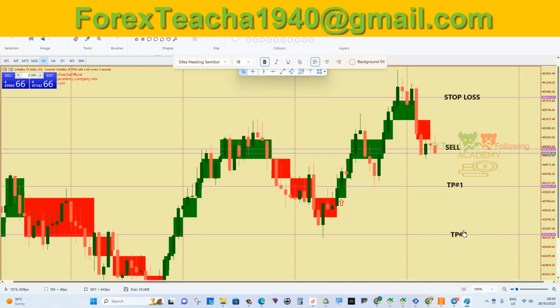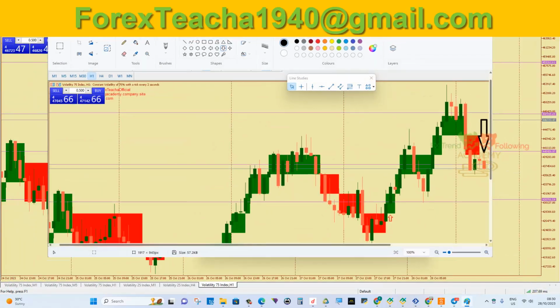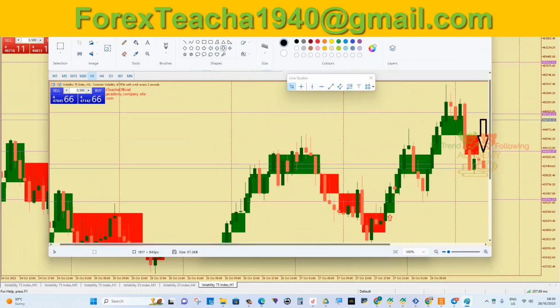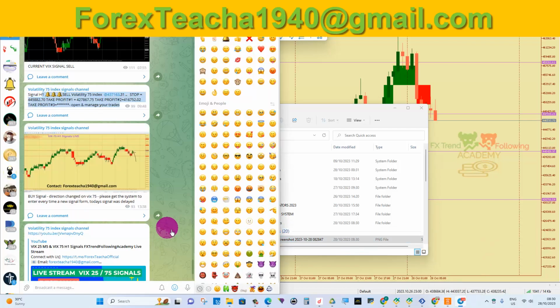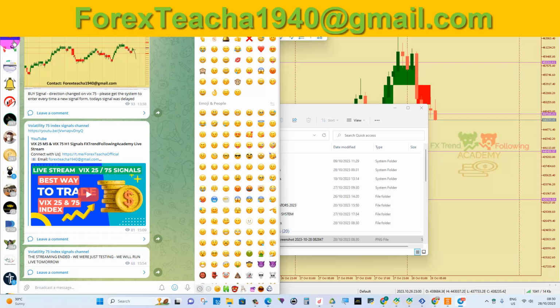All right, this is how simple I trade, guys. Anyone can do this if I can do it. So this is the sell trade right here. All right, so let me just save this one. I'm going to send this one in our Telegram channel. It takes me like 2 minutes to send a trading signal, right? Let's just go to our Telegram channel. All right, we have a couple of Telegram channels. There's this one right here. Let's put in this one.